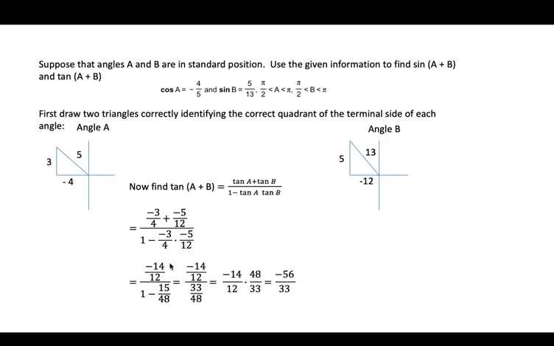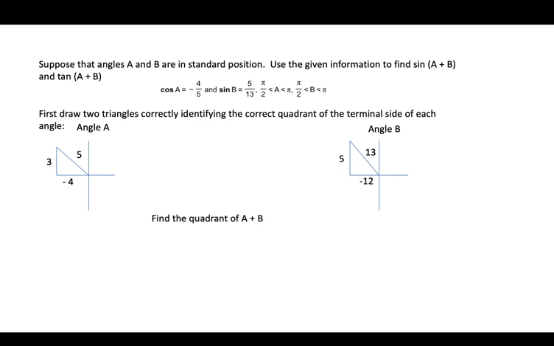So when I simplify that, remember up here you're going to have to find a common denominator. So the fraction negative 3/4 is negative 9/12. So I get negative 14/12 on the top. This ends up being a positive 15 over 48, but it's 1 minus that. So I get 33 over 48. When I simplify that, I get negative 56 over 33.